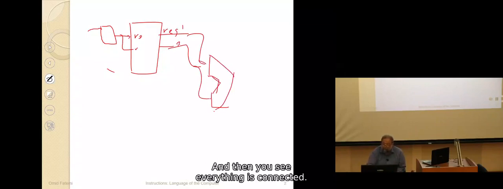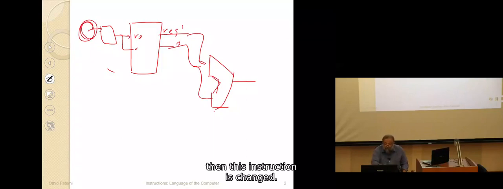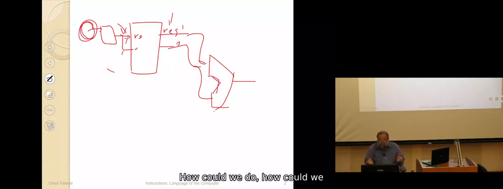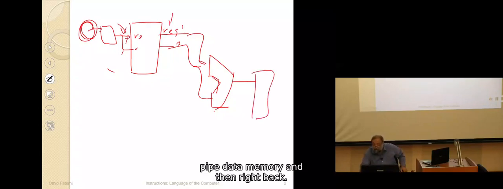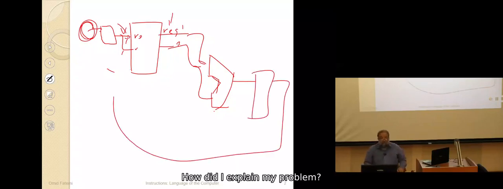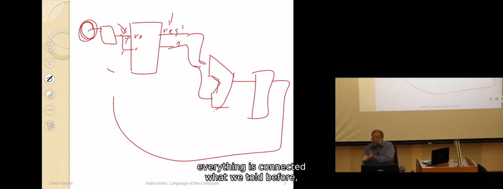ALU. And then you see everything is connected. So if you have the next instruction here, then this instruction is changed, then this is changed, then this is changed. So how could we do? How could we have different instructions in our pipe, if we could say it's pipe? Data memory and then write back. How? Did I explain my problem? If you look at this design, everything is connected.